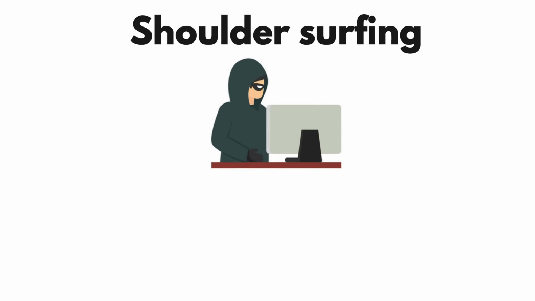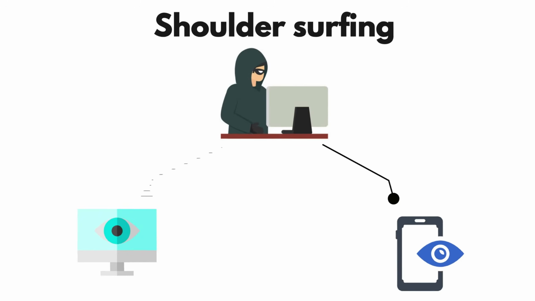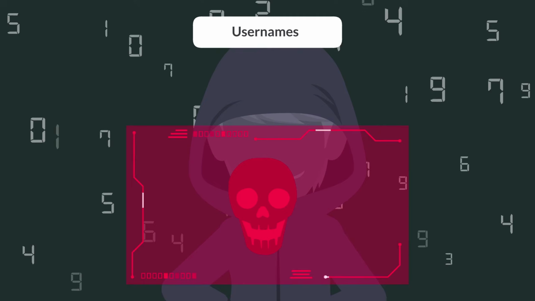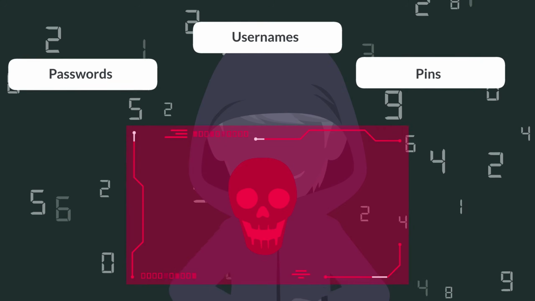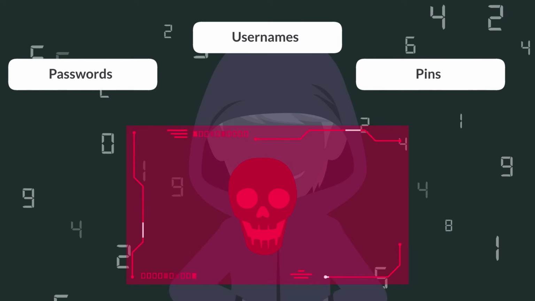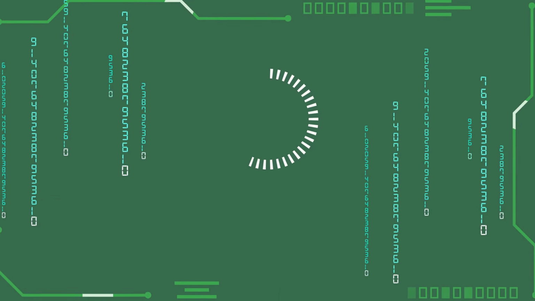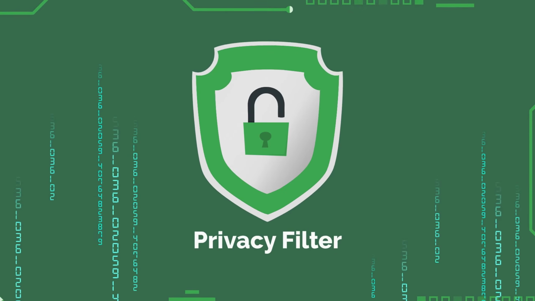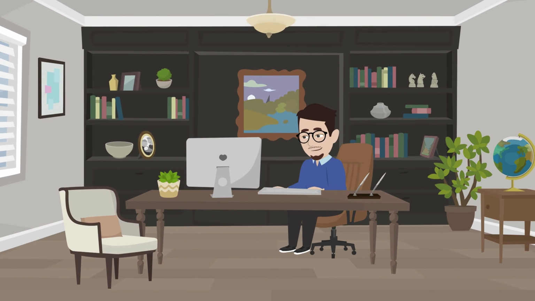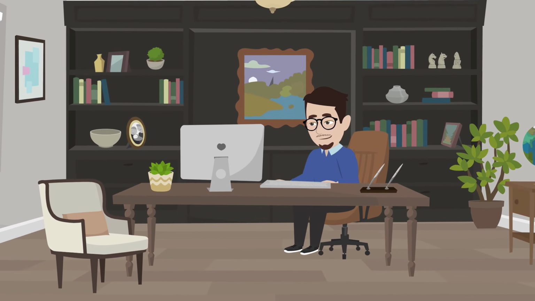Shoulder surfing is a tactic where you simply look at someone's mobile device or computer without them knowing, in an attempt to gain confidential info. Cybercriminals are able to obtain usernames, passwords, PINs, and more personal information by using this method. One way you can protect yourself against shoulder surfing is to use a privacy filter. Privacy filters will only allow the person in front of the device to see the screen.